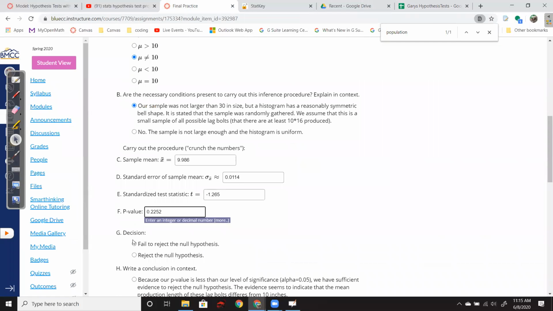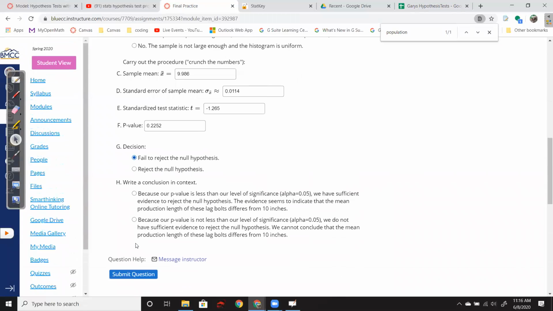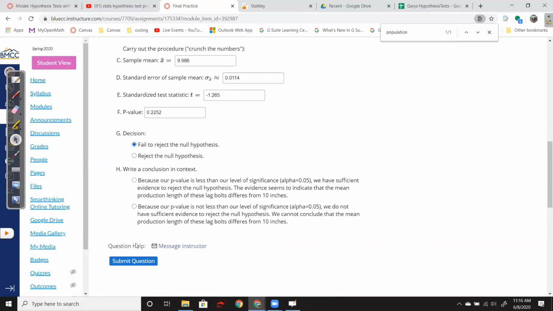And then decision, fail to reject or reject. That's a big p-value, so I'm going to fail to reject. Then it's a matter of which is the correct conclusion, and that's why I usually write my own first. So the evidence seems to indicate that the mean production length of these lag bolts differs from 10. No, we found it pretty close to 10 because the p-value is so big. We cannot conclude that the mean production length of these lag bolts differs from 10. Yeah, we can't conclude it's different. It's too close to 10. So for me, it's this one. And again, you may have a reject.